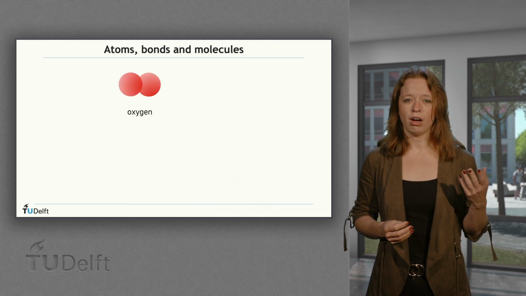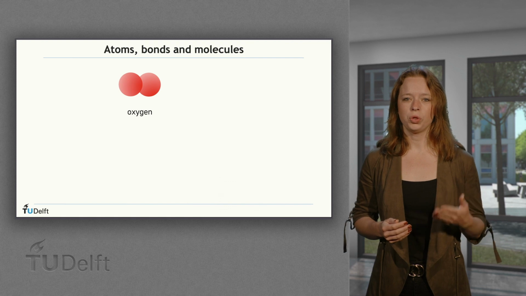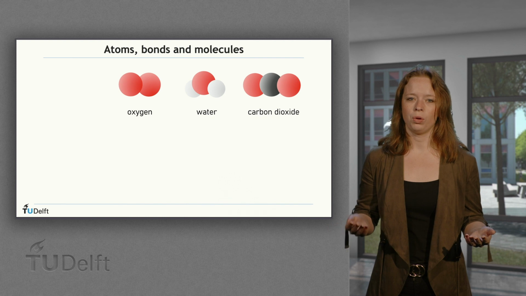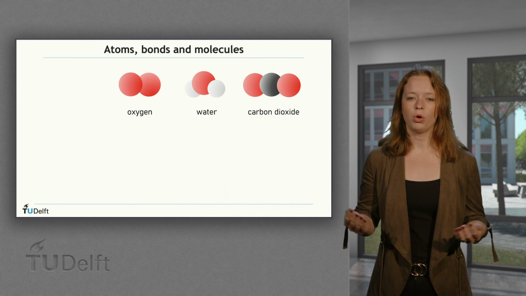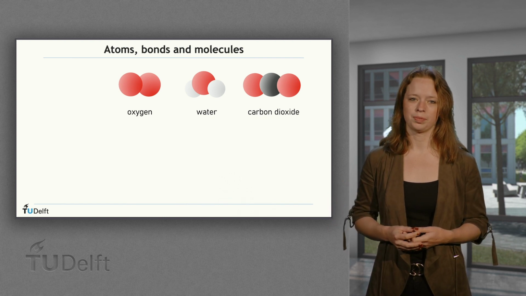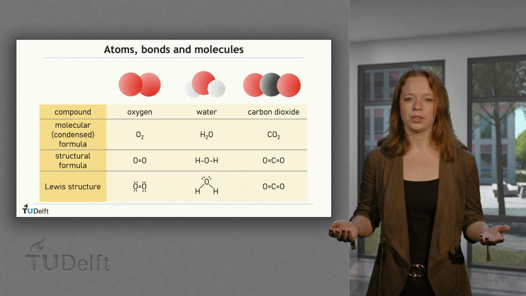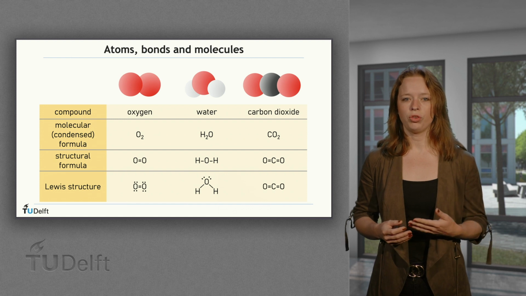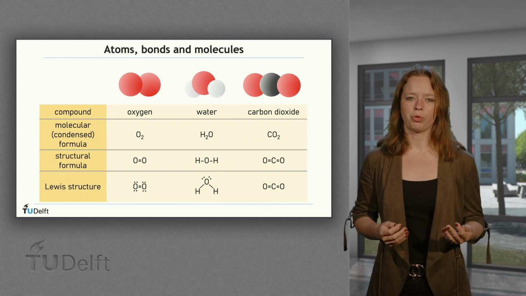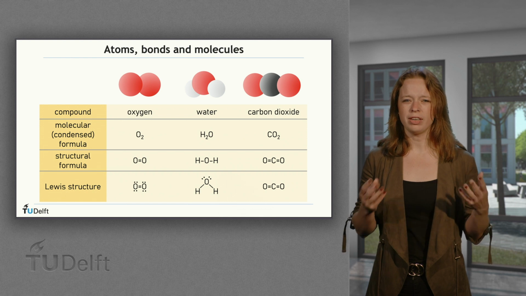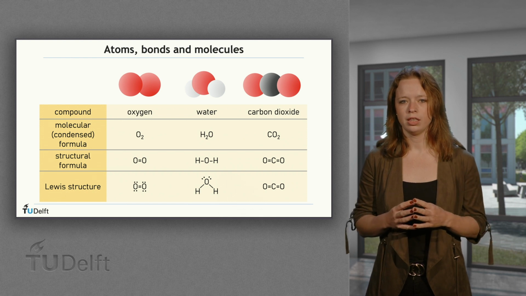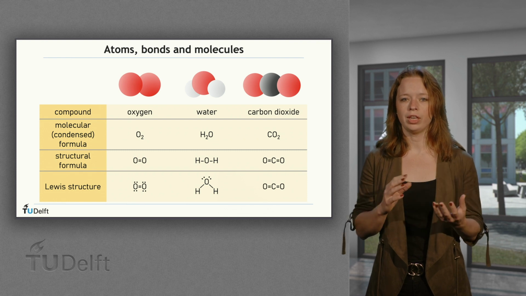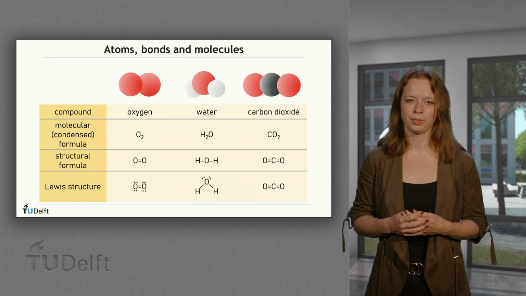For example, the oxygen molecule consists of 2 oxygen atoms bound together. Other molecules you probably know, like water and carbon dioxide, are also composed of multiple atoms. These different molecules can be described using their molecular formula, like O2 and H2O. The structural formula of molecules shows you how the different atoms are bound together. The Lewis structure shows you how the electrons are shared and arranged around the different atoms in a molecule.